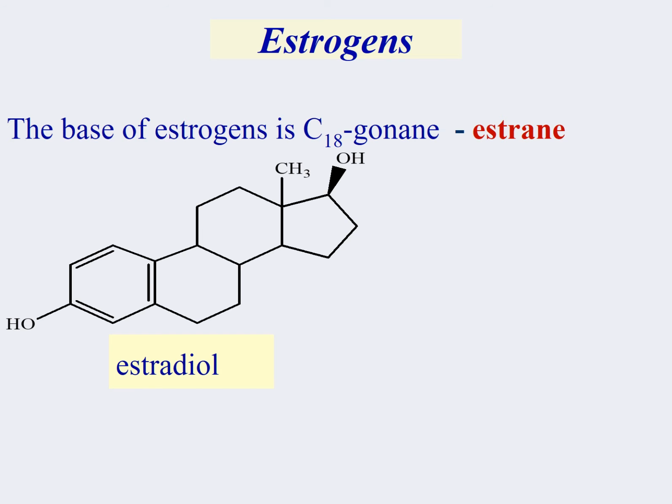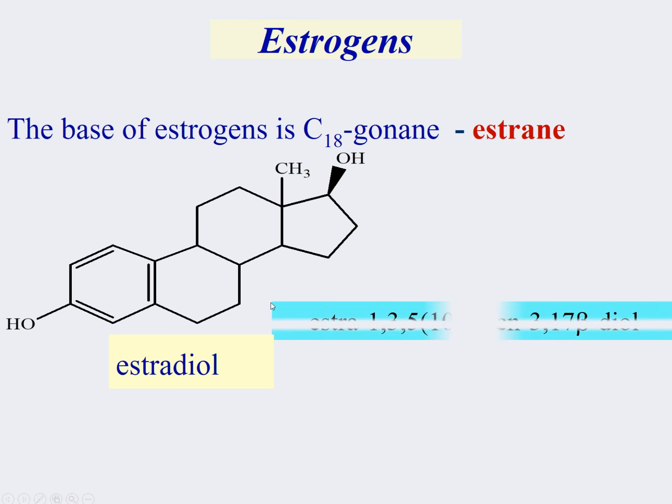I remind you that only one methyl group in the 13th position, the 18th carbon, corresponds to estrane structure. This is something from the structural chemistry. When speaking about physiological activity, natural estrane-based steroids possess estrogen activity, the so-called female hormones. The representative of estrogens, or estrane-based steroids, is estradiol.